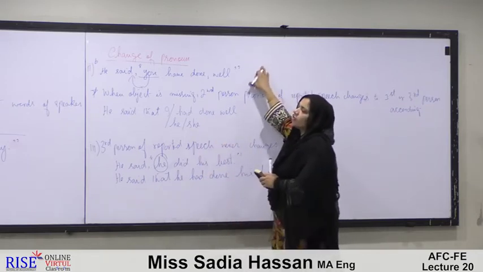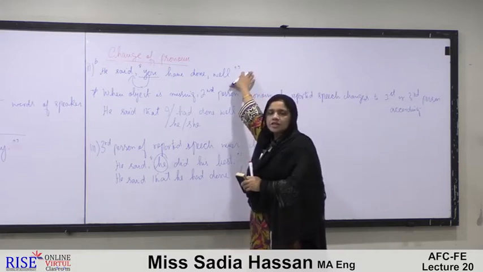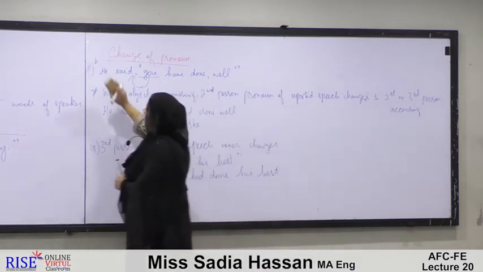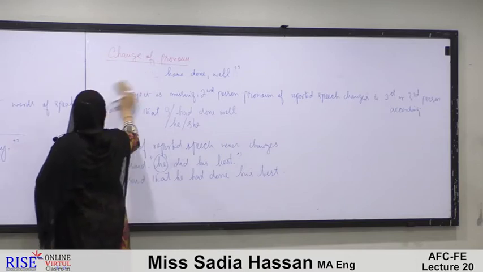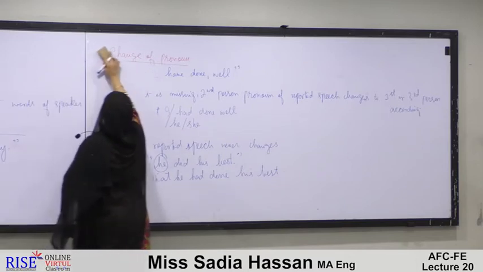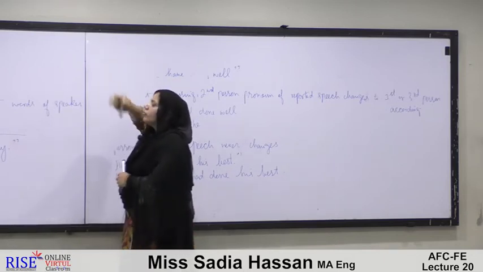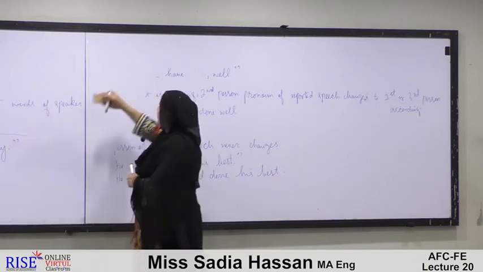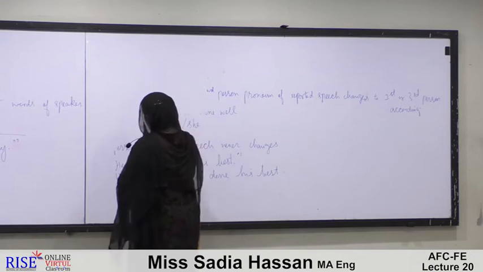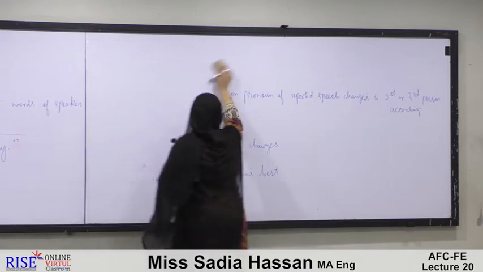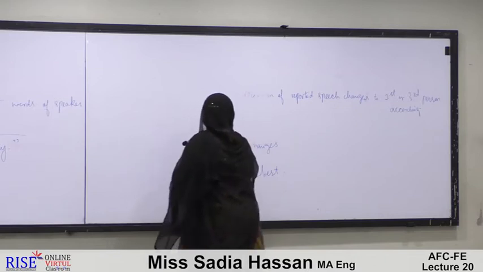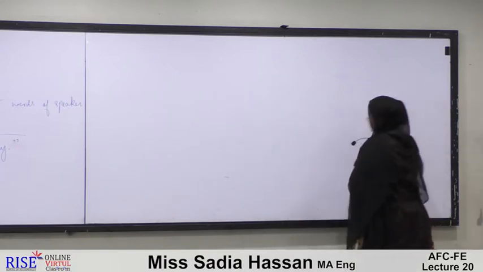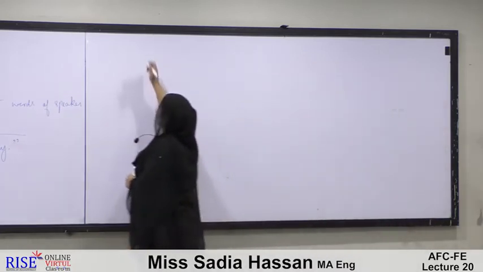It was about the change of pronoun, how we are going to change the pronoun of a reported speech and how it is influenced by the presence of subject and object in reporting speech. This was the first, second change. First change we have made in the use of that. Second we have made in the use of pronoun. And third, we are going to learn how we change the verb. That is called change of verb or change of tenses.